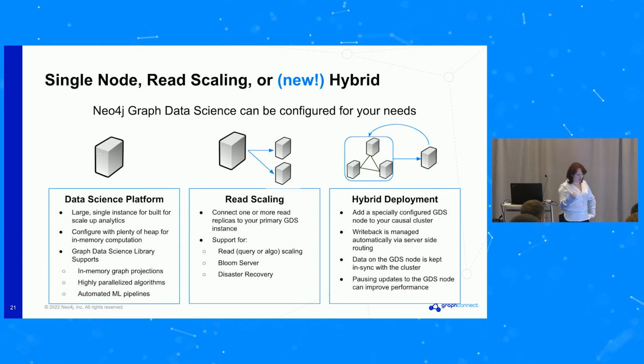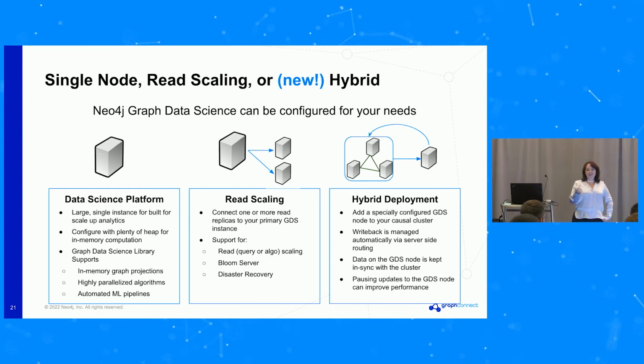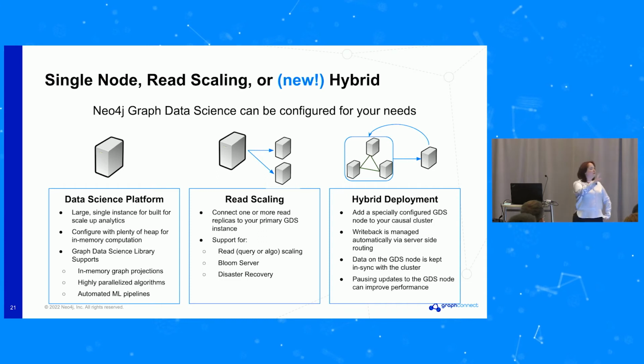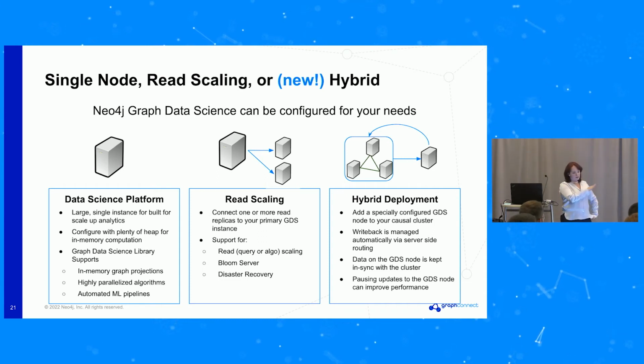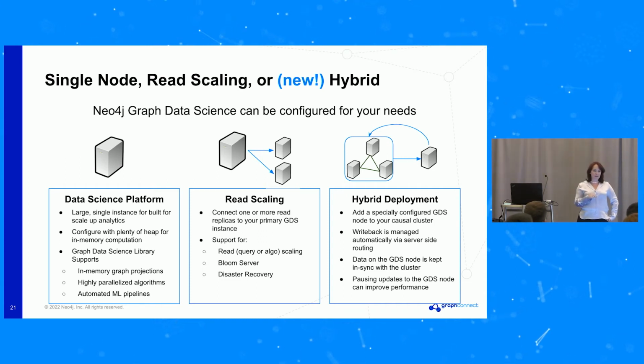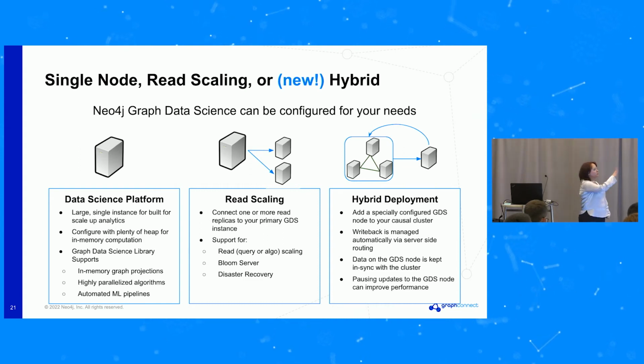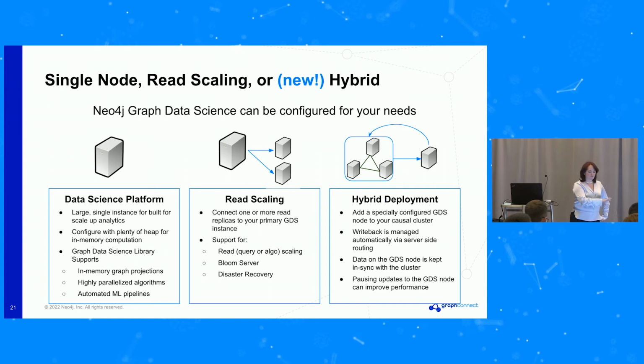Let's say you want to train GraphSage on your large graph. Well, that's going to take a while. You don't want that tying up your cluster. So our default deployment model is a large single instance dedicated for data science that you're running the Graph Data Science library on top of.